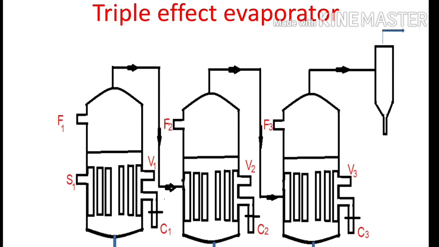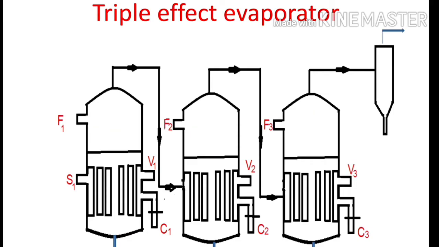Today we are going to discuss the multiple effect evaporator. Triple effect evaporator is an example of a multiple effect evaporator. Here you can see three standard vertical tube evaporators connected in parallel to construct a triple effect evaporator. First of all, I will give you an idea regarding this vertical tube evaporator.